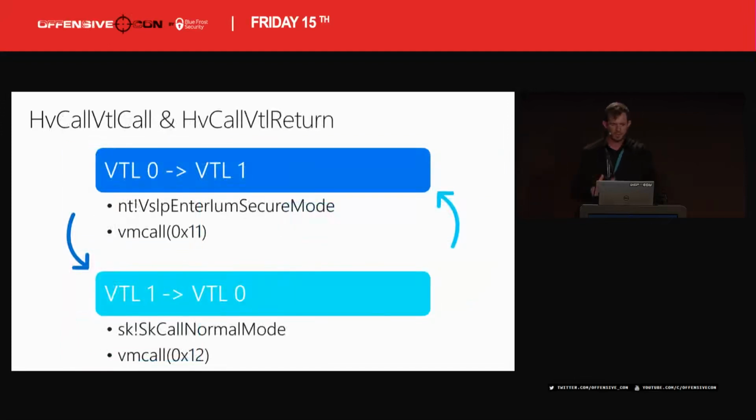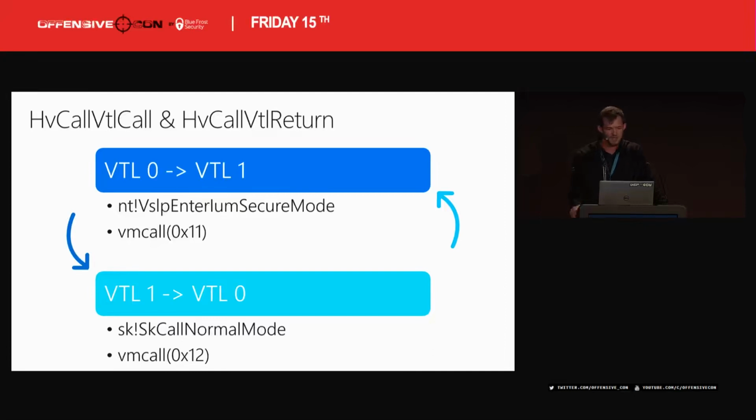So the normal kernel is going to request specific services from the secure kernel by issuing that secure call, and vice versa. And the flow for switching VTLs is as such. If you recall, each virtual processor has an associated trust level attribute. So by invoking this hypercall, the hypervisor is essentially going to change this attribute.